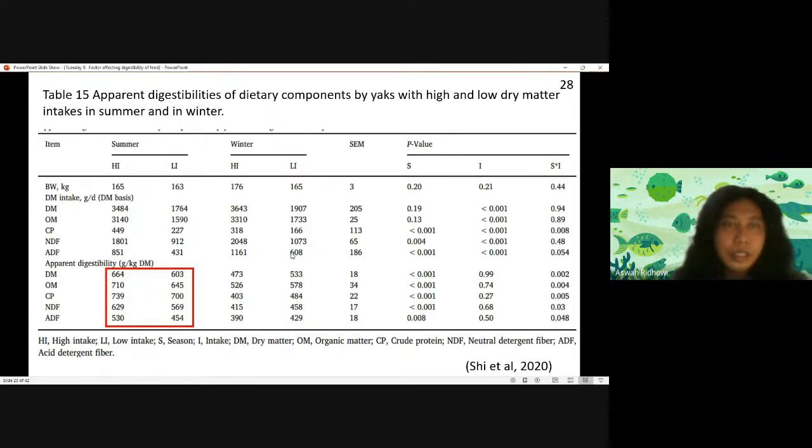And then the last slide also mentioned the same thing, the summer and then winter, but this animal is the yak. We will find and notice that the digestibility in the summer, in this case, is higher than in the winter, even though the dry matter intake in the summer is less.